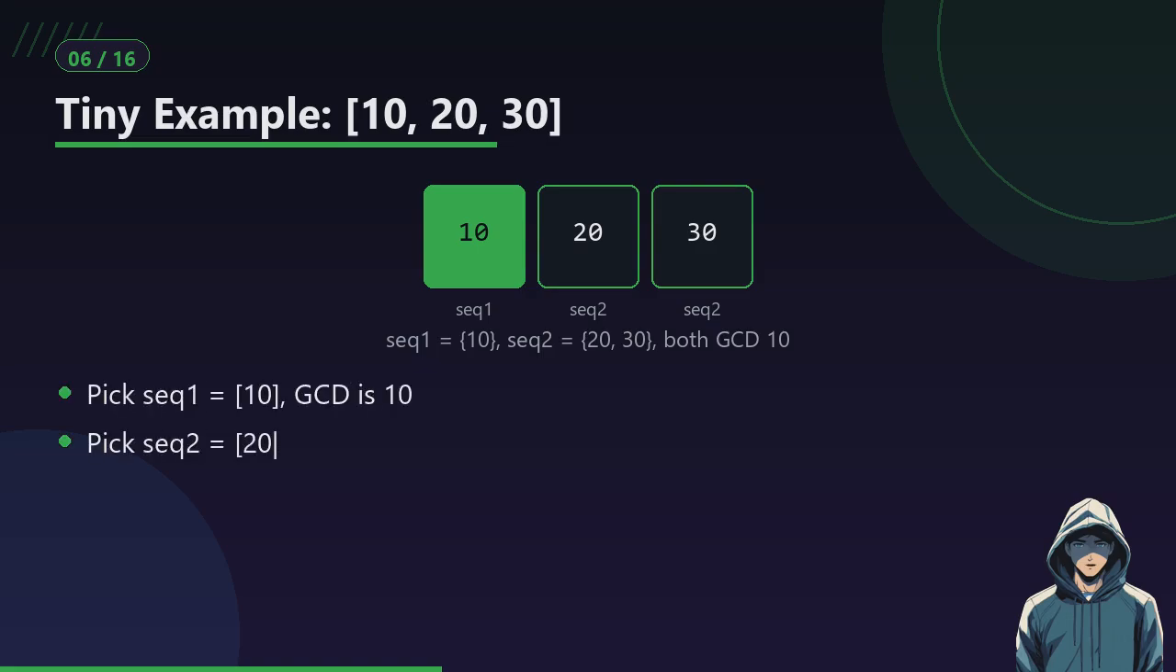Let's walk the example 10, 20, 30. Give the 10 to group 1, so its GCD is 10. Give 20 and 30 to group 2, their GCD is also 10. Match. Now swap which group is called first and which is called second, and that counts as a different pair. Those are the only two matches, so the answer is 2.